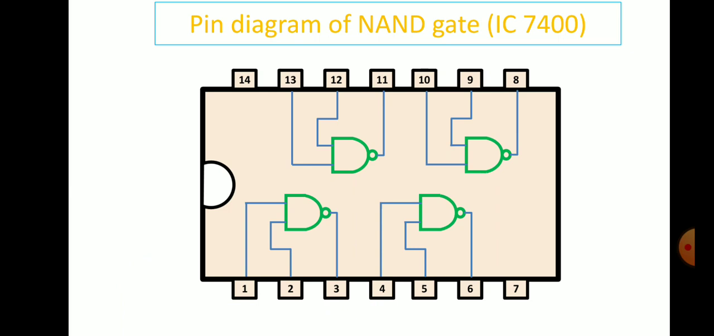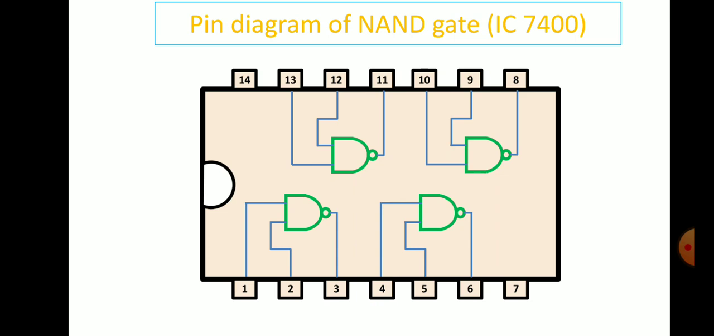So this is the pin diagram of the NAND gate IC 7400. Actually this IC consists of 14 pins, 7 at the bottom and the remaining 7 at the top. Pin number 1 and 2 are inputs and 3 is the output. This IC consists of 4 NAND gates that you can view. There are 4 NAND gates.